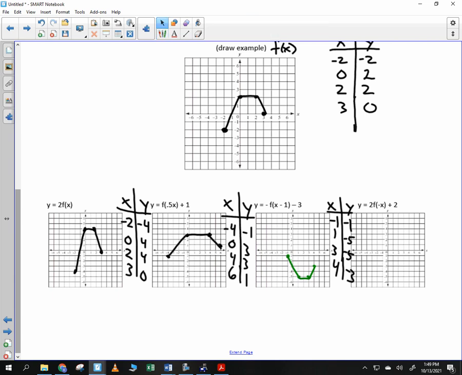And it looks like I've got the same shape. It looks like it's flipped upside down. It definitely looks like it's shifted down 3 and over 1. I like my work so far. Looks like it's really matching up.